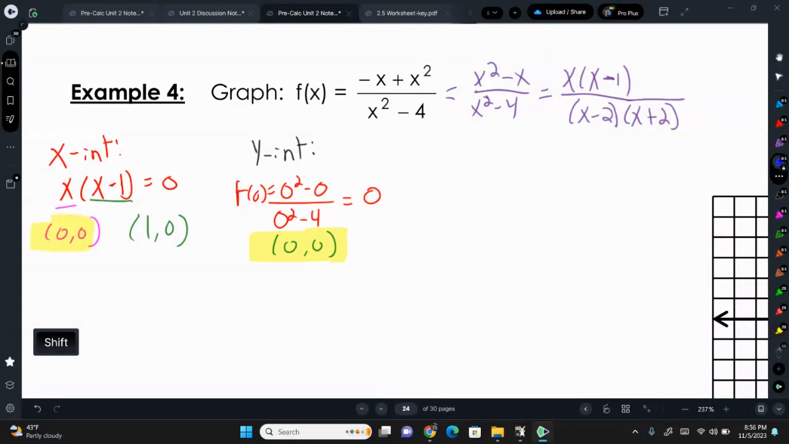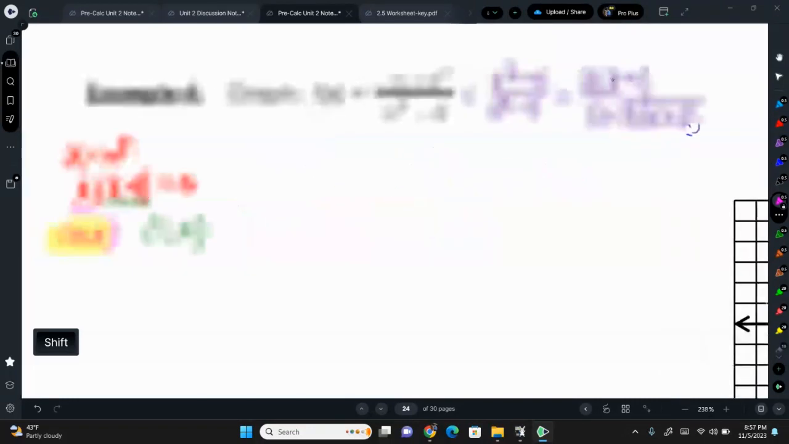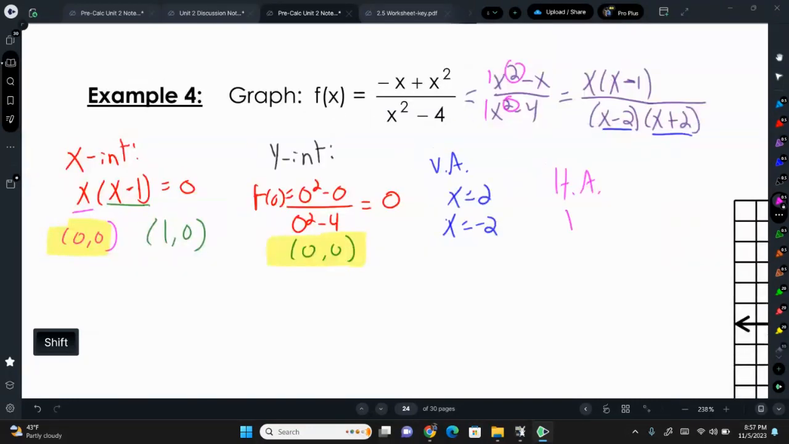All right, now our vertical asymptotes. Vertical asymptotes are x equals 2 and x equals negative 2. Horizontal asymptote. The degree in the top and the degree in the bottom are the same, so it's going to be the ratio of these leading coefficients, so y equals 1 over 1, or 1.